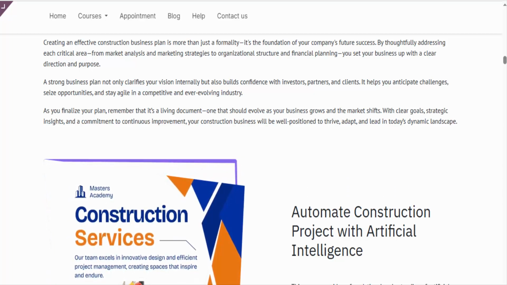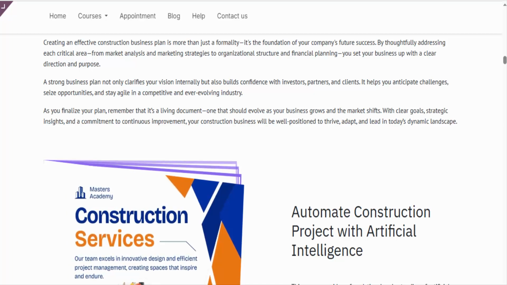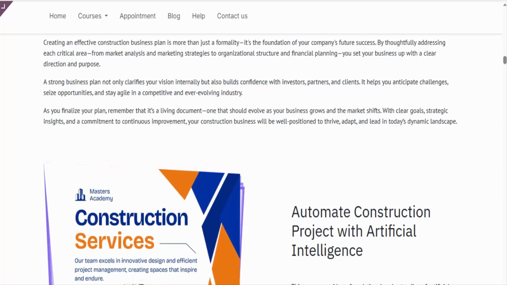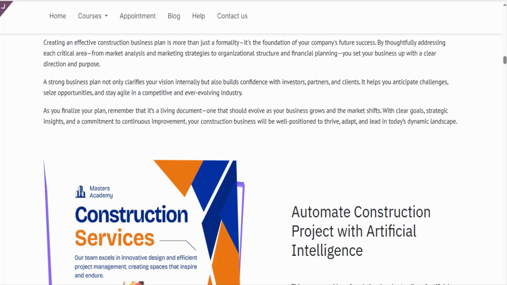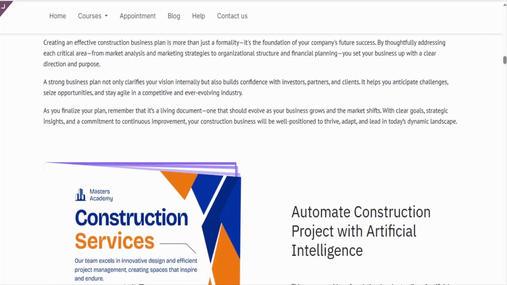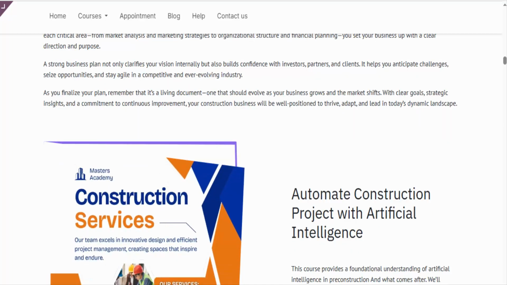A strong business plan not only clarifies your vision internally but also builds confidence with investors, partners, and clients. It helps you anticipate challenges, seize opportunities, and stay agile in a competitive and ever-evolving industry.